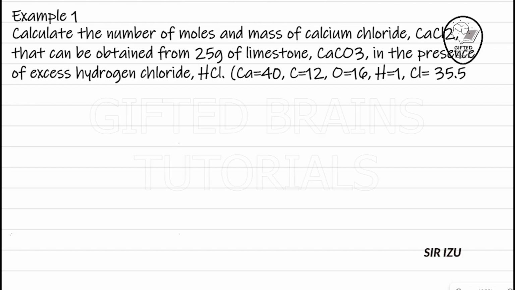And under this study, you are required to write a chemical equation. And look at this example now. Calculate the number of moles and mass of calcium chloride that can be obtained from 25 grams of limestone in the presence of excess hydrogen chloride. And the first thing I'm supposed to do is to write out my chemical equation. That's just written below here.